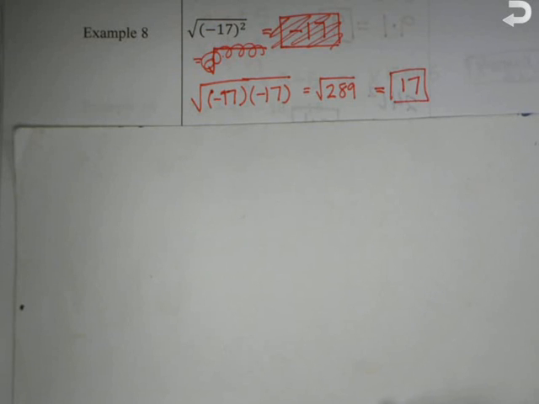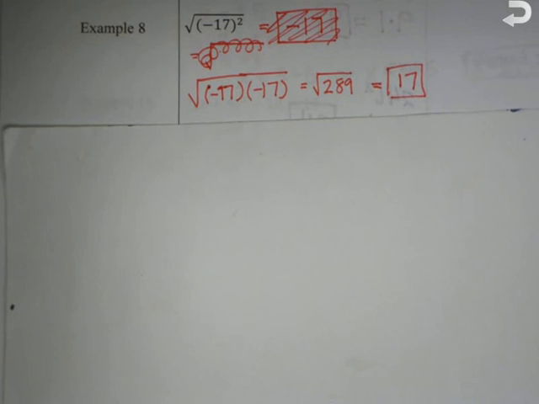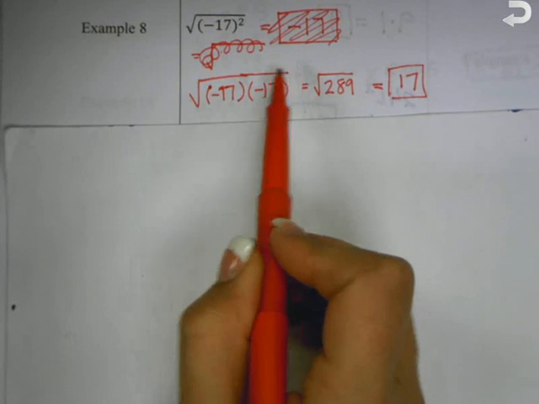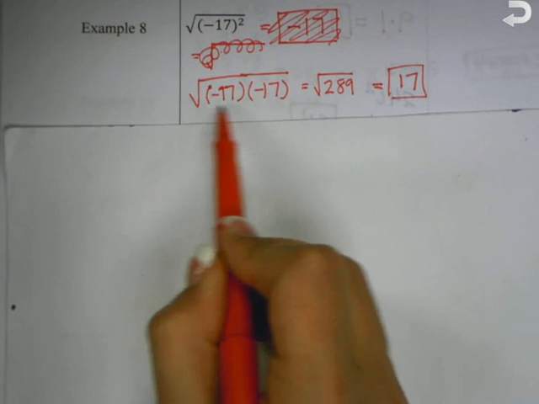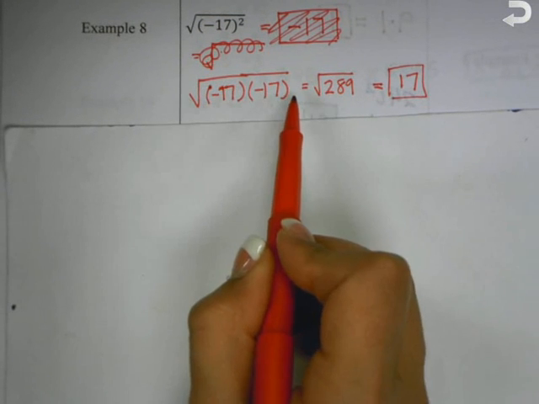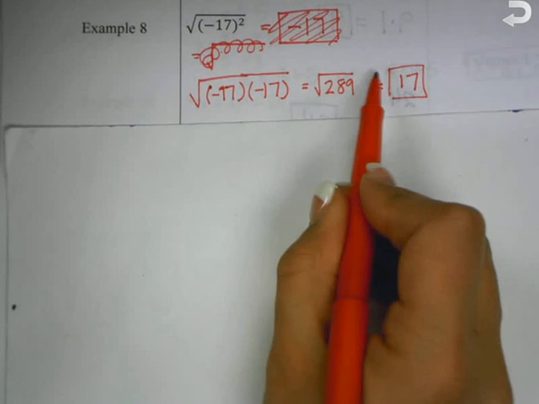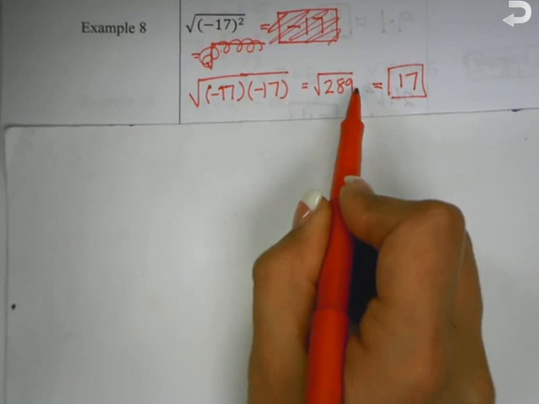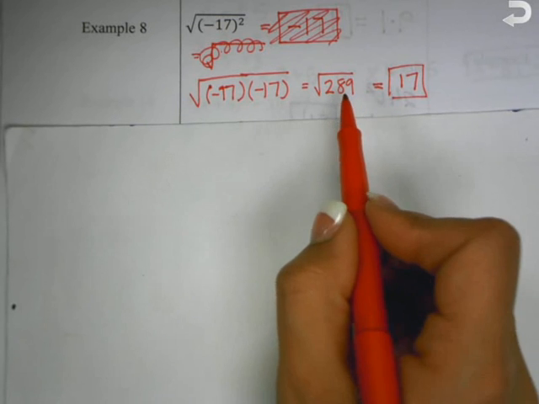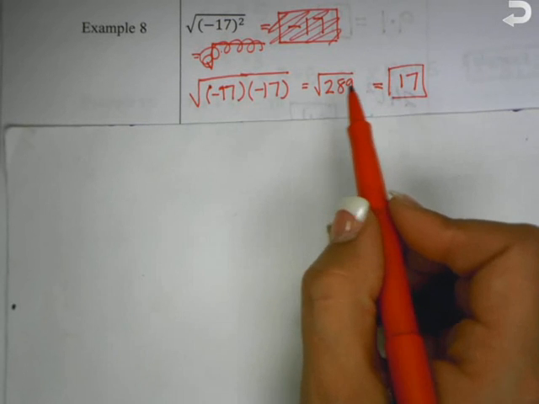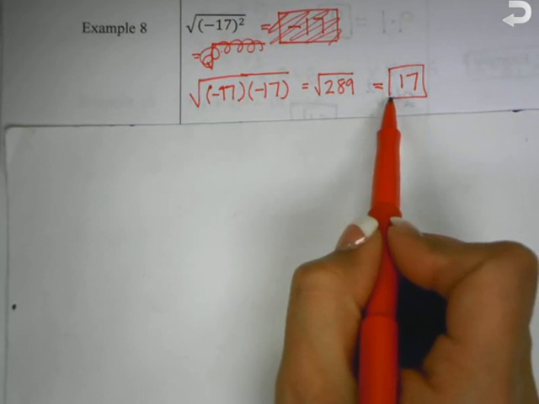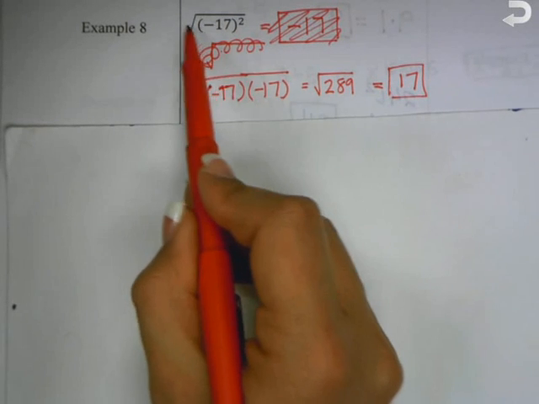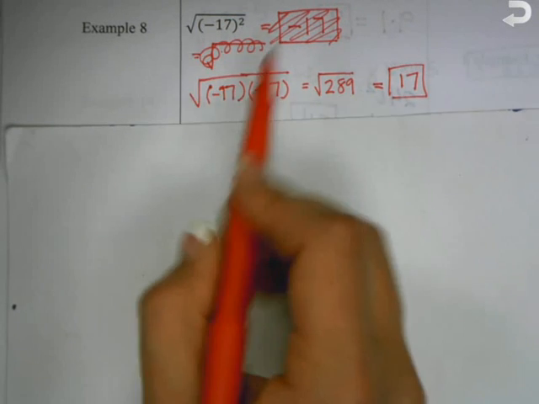So I made the mistake, guys. What we need to do in here is inside the square root, we have to square that whole thing. Negative 17 times negative 17. And that's going to give me positive 289. Now, 289 is a perfect square. Is it on that list? Yeah, 289. So our answer is going to be positive 17. So you have to do the work inside the square root before we can take the square root of it. Okay, so that was my mistake.